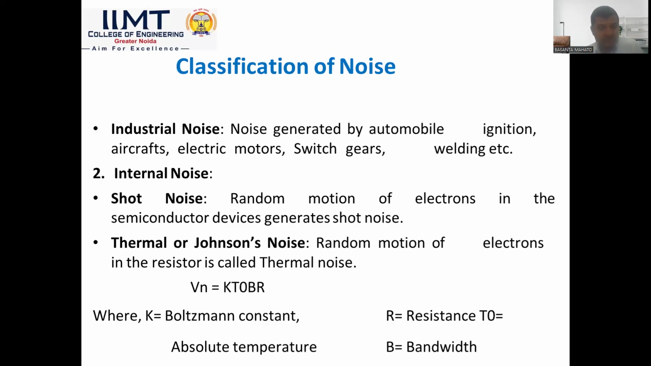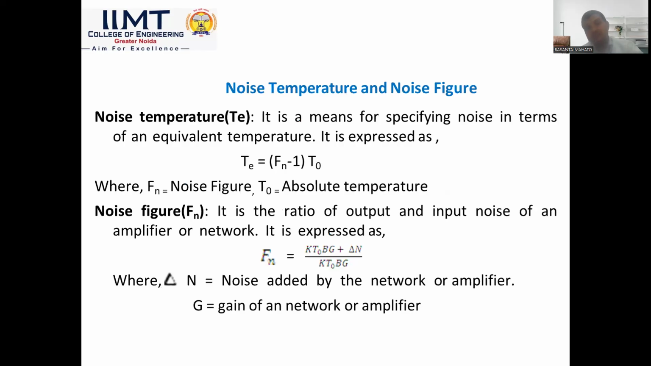Internal noises are shot noise, thermal noise, and Johnson noise. If the device we are using gets hot, it radiates some signal, and that radiation gets included in our message signal. Then there are noise temperature and noise figure. Noise temperature is T, and the noise figure shows how much noise there is. It is the ratio of the input and output noise of an amplifier or network.